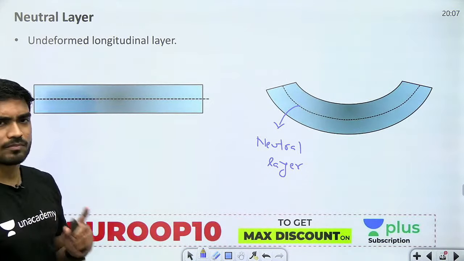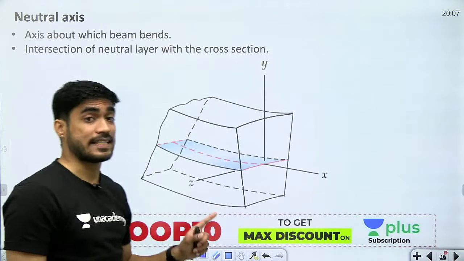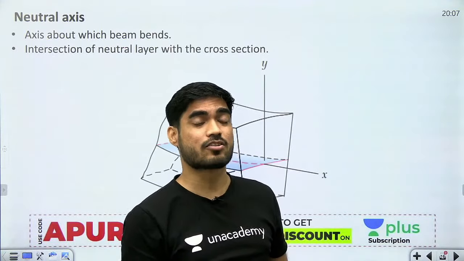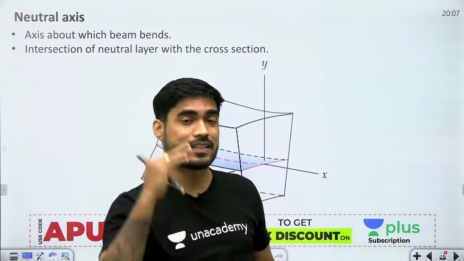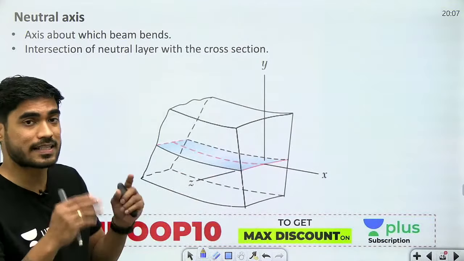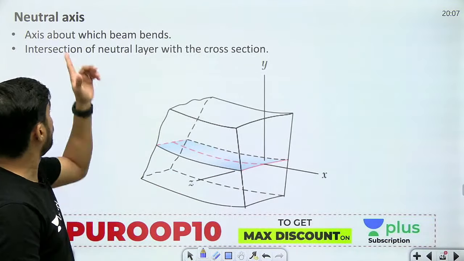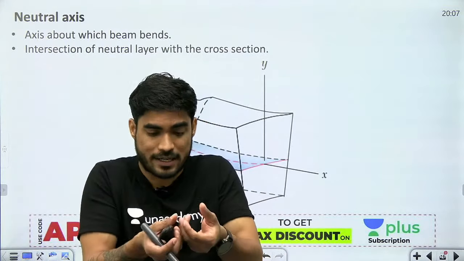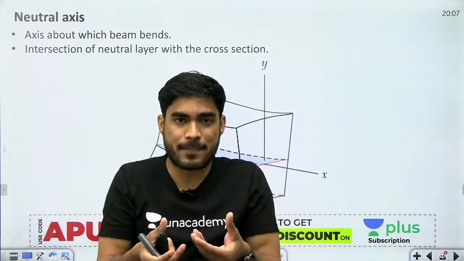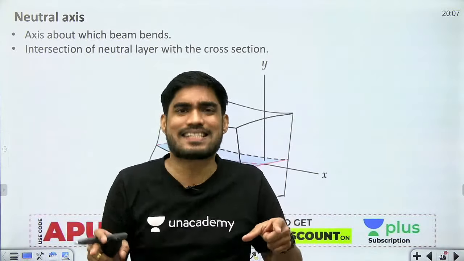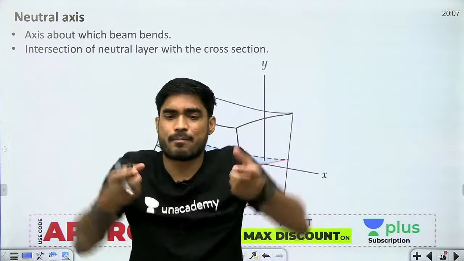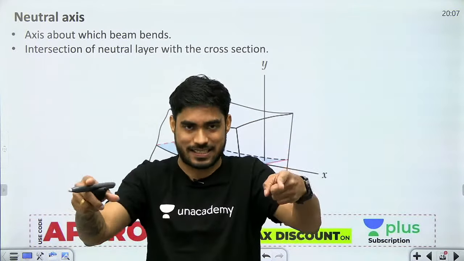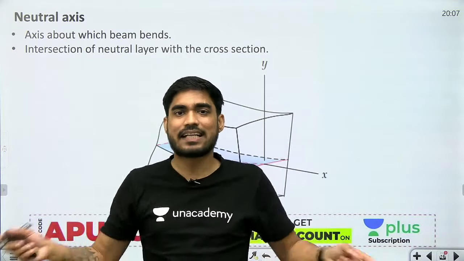Now neutral axis is very important, because throughout the bending stress you will use this neutral axis. So it is very important to understand what the neutral axis is and where we get it. Neutral axis is the axis about which the beam is going to bend. When the beam bends like this, it bends about some axis, right? This bending moment is acting about some axis.